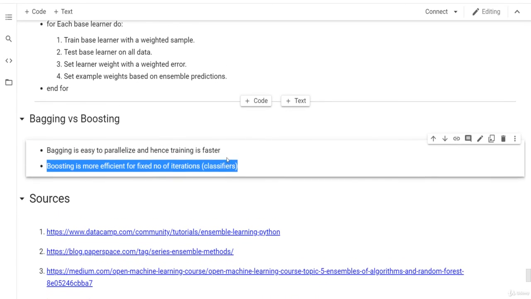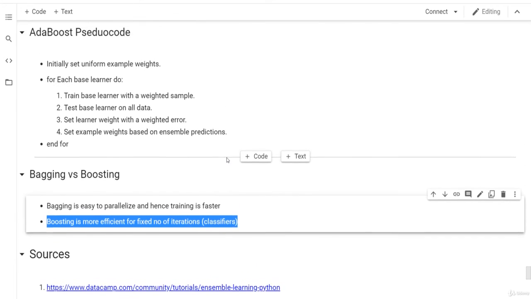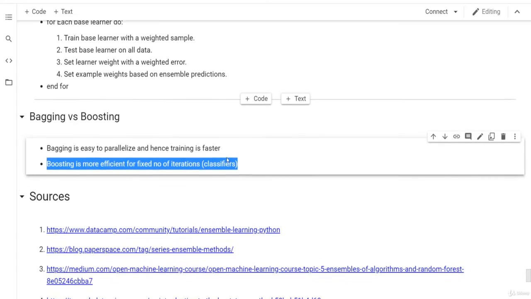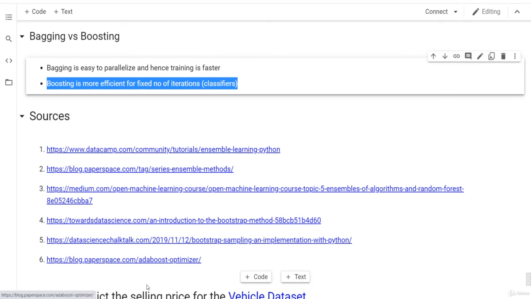And if you want to know more about bagging and boosting, and if you want to dive even deeper, I will give you some resources. Here, what is AdaBoost Optimizer? In this blog, they are talking about AdaBoost Optimizer in a very detailed explanation. So if you want to check this and send me a message or ask in the Q&A, that would be great.